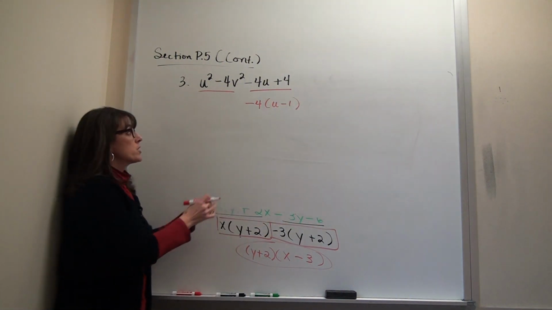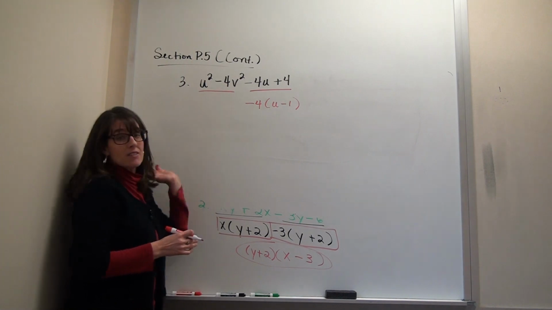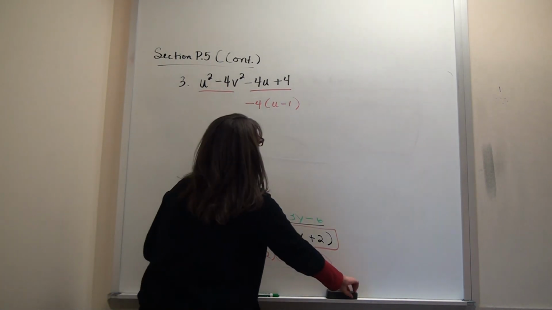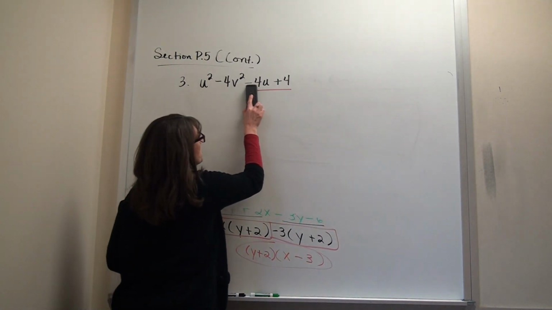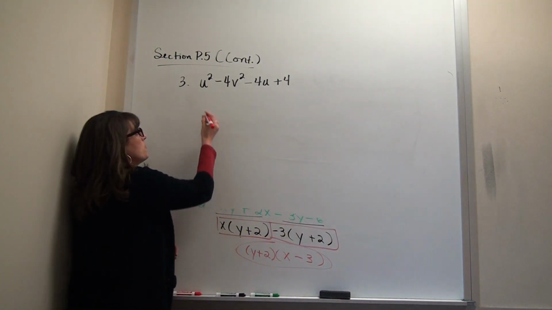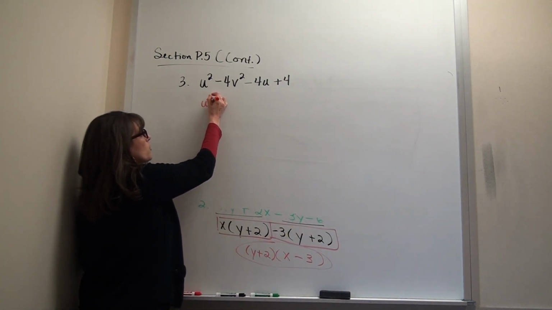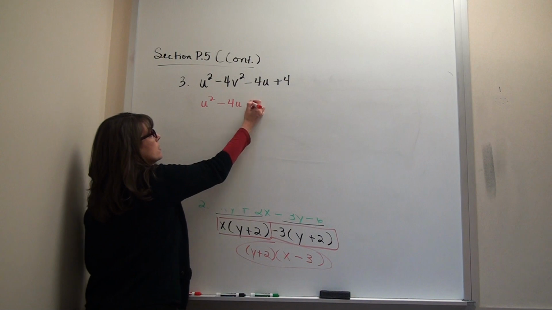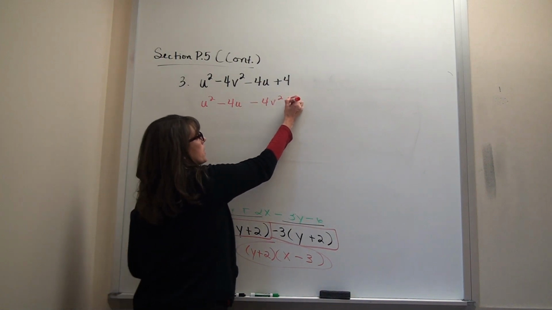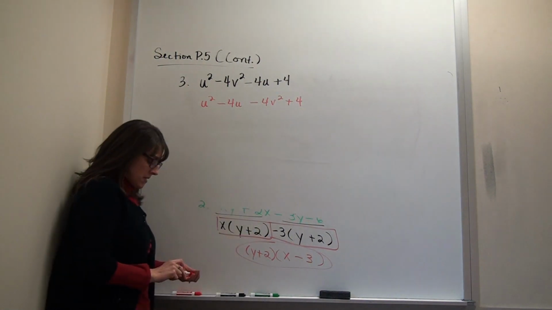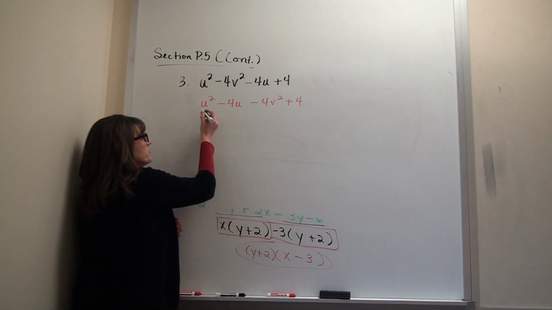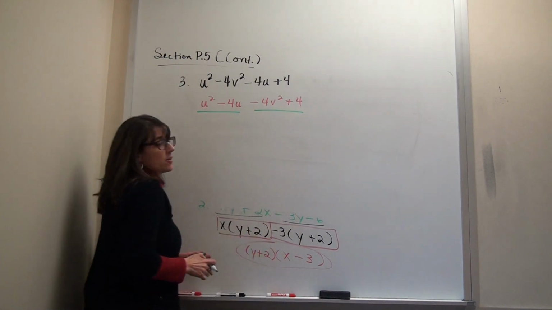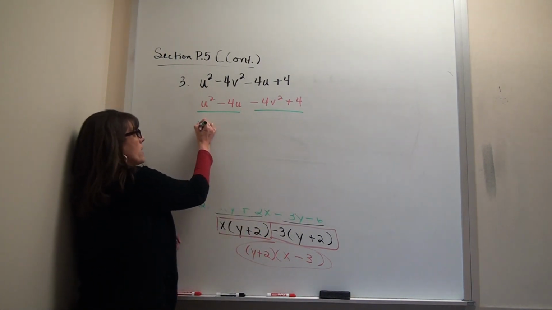When I pair up these two, there's nothing common that I can divide out. Sure, I can divide a 4 out of here, maybe even a negative 4. But remember, the goal is to create that common binomial that I can't divide out of here. So maybe instead I'll reorder them a little bit and rearrange them. So maybe instead I'll put the u squared and the 4u together. I'll put the 4v squared back here with the 4. And maybe instead I'll pair them up like this. These two together and these two together. Because here I can take a u out, that's nice.